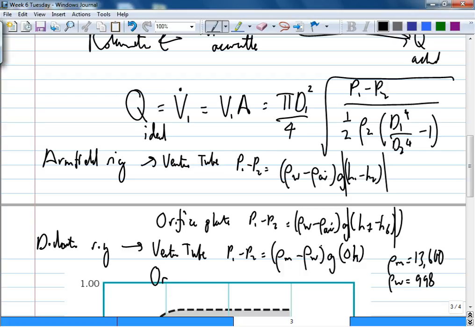For the orifice plate, P1 minus P2 is equal to rho mercury minus rho water, rho water minus rho air, times g delta H. So that's the main variable that you measured. You put it in there, you can predict your Q ideal. The other problem is all this D1, D2 and all that.